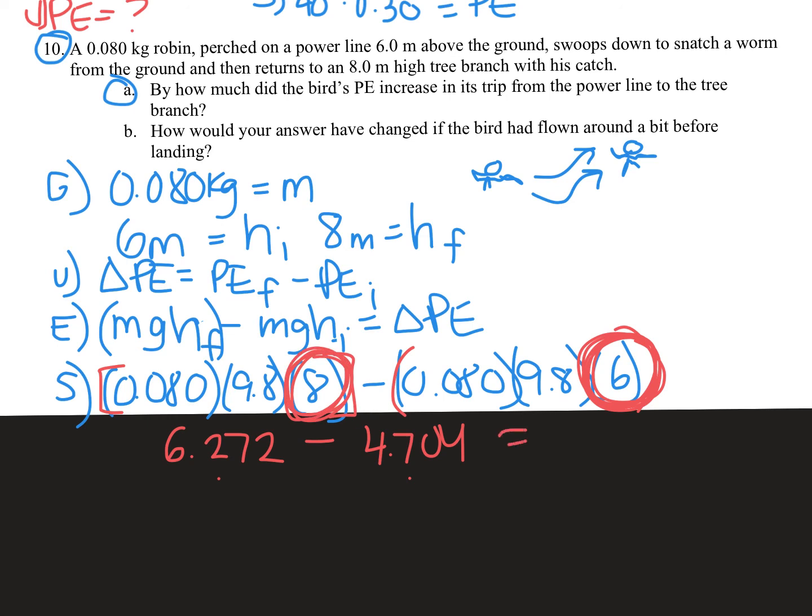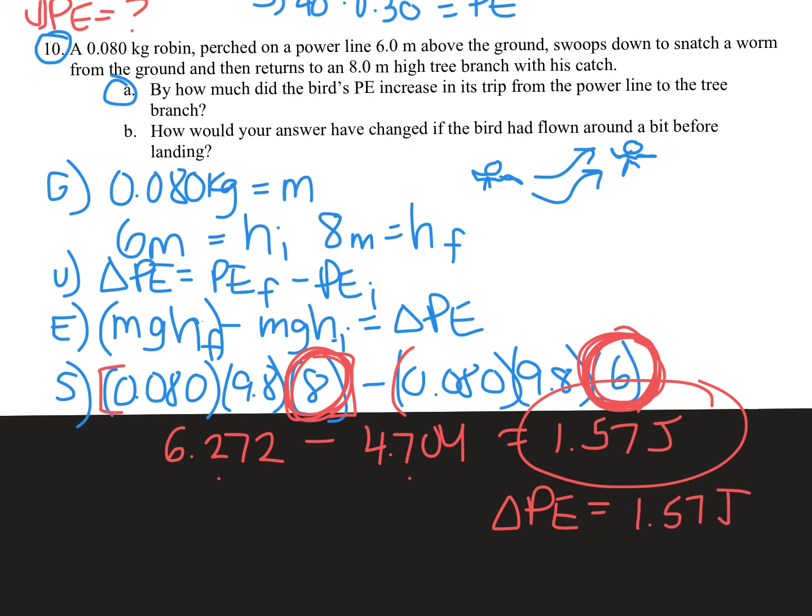But when I subtract the two, all I'm doing is taking 6.272, which is the final potential energy of the bird, minus its 4.704 starting potential energy. And when you subtract the two, you end up with about 1.57 joules. So what does that mean? The change in potential energy, meaning between what it started with and what it ended with, the potential energy increased by 1.57 joules. And there you go.